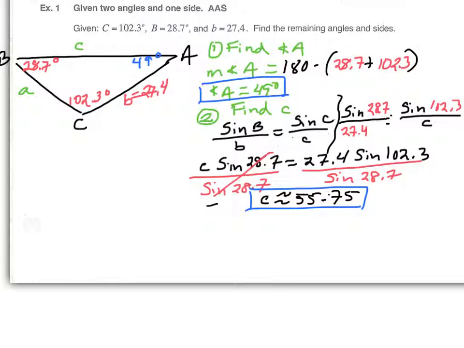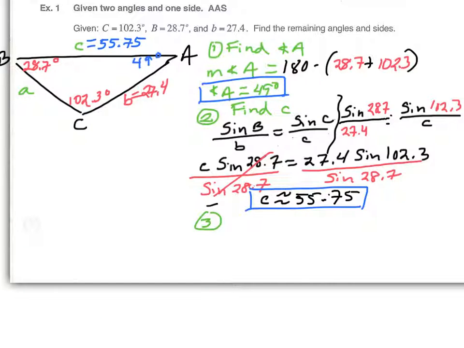And I'm going to update my picture. So over here, I got 55.75. What's the only thing that's missing? Side A. We still have to apply the law of cosines. I can't use Pythagorean's theorem because the overall triangle is not a right triangle. So I still get to apply the law of cosines again.